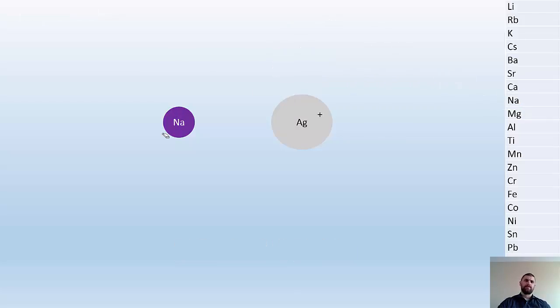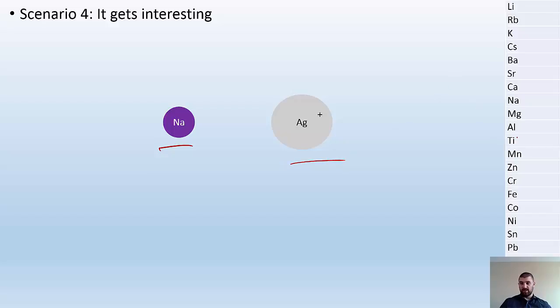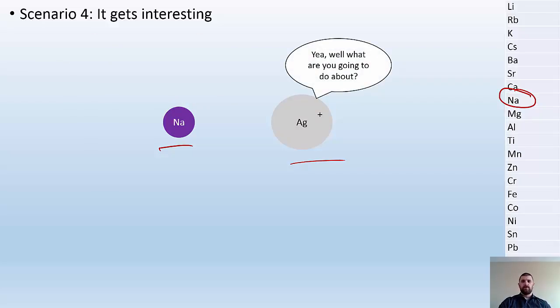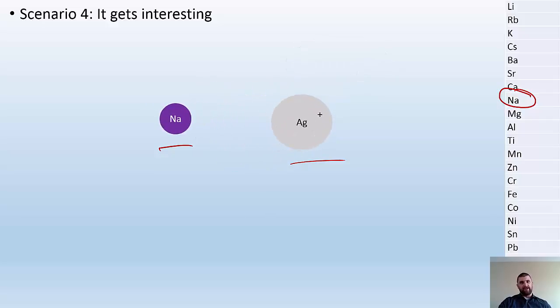No reaction. Scenario four is where it gets interesting. We got sodium metal that's not oxidized, and we got silver ion, which is oxidized. And again, looking at the activity series, sodium wants to be oxidized more than silver. So something might go down here. Sodium says, yo, bro, I thought I told you if any one of us is going to be oxidized, it's going to be me. Silver's like, yeah, well, what are you going to do about it? And then, bam, they start fighting and they have a reaction.